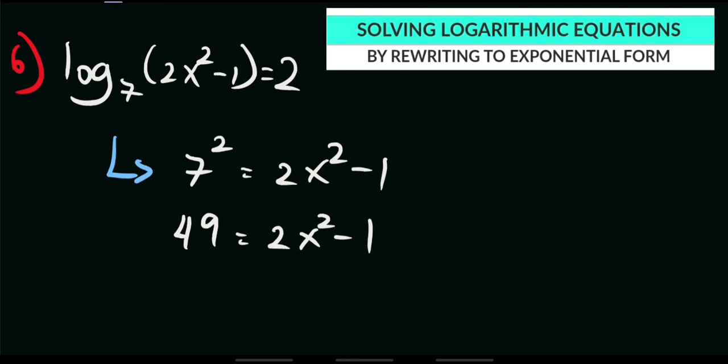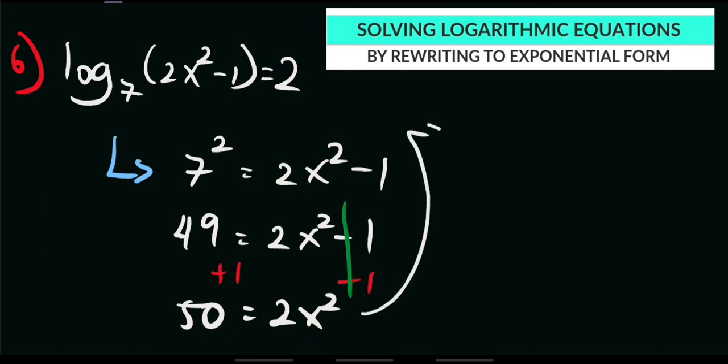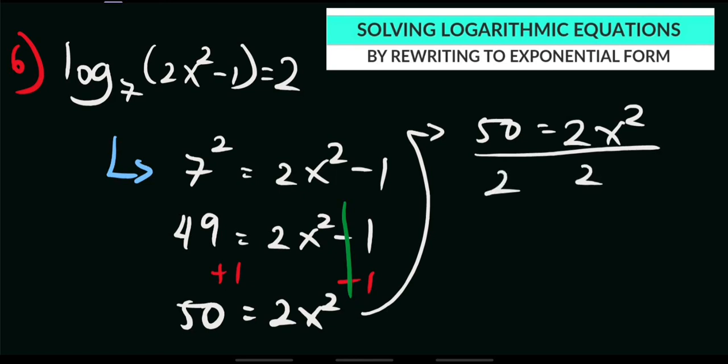Again, we need to isolate the value of x. So let's add 1 to both sides to cancel out this negative 1. It will give us 49 plus 1, that is equal to 50, equal to 2x squared. Next, since we have 50 is equal to 2x squared, I think we need to divide both sides by 2, canceling out the value of 2. So it will give us x squared is equal to 50 divided by 2, which is equal to 25.